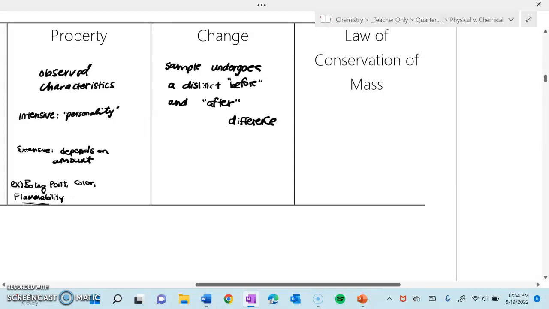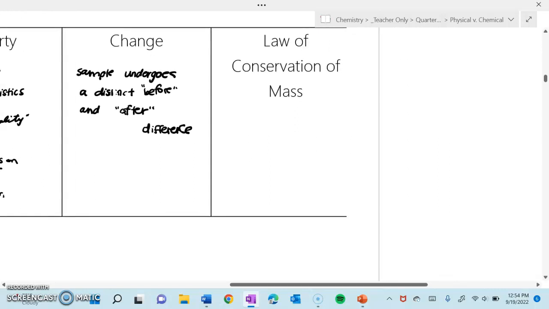Properties are the observed characteristics, or kind of the categories, if you will, of different things you can observe, and changes are kind of describing the difference between before and after. Law of conservation of mass is important because when we're making changes, we need to keep in mind that atoms cannot be created or destroyed. They can't just pop out of thin air and they can't just disappear. They have to be accounted for from the before all the way to the after.